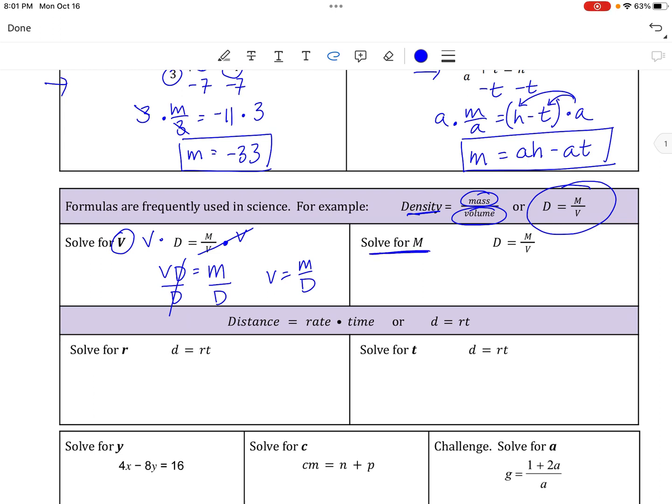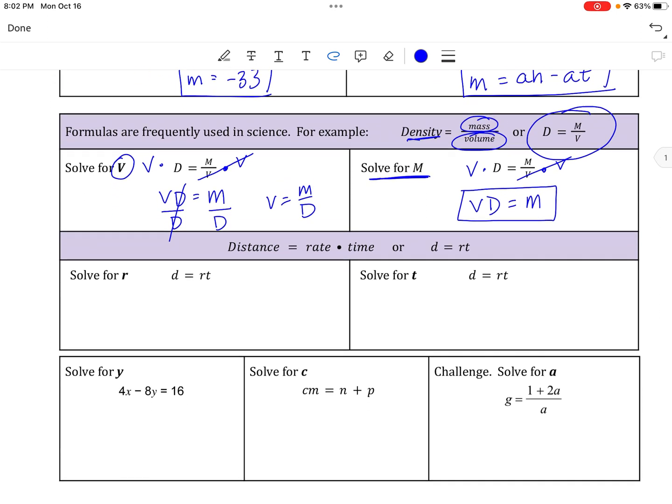And now we're going to solve for m. All right, so m is being divided by v. We're going to do the inverse, which is multiply by v. That will cancel, dividing and multiplying by the same number cancels to 1. We get m equals vd.